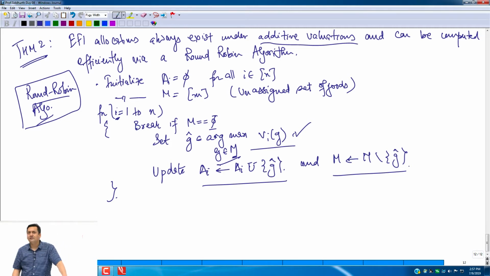You could have a case where everyone values something different, there's no overlap. So it doesn't matter if you go before me or after me, you will end up there. There are three of us, there are three distinct goods. So there are cases where there's just a unique EF1 allocation, so it doesn't matter.